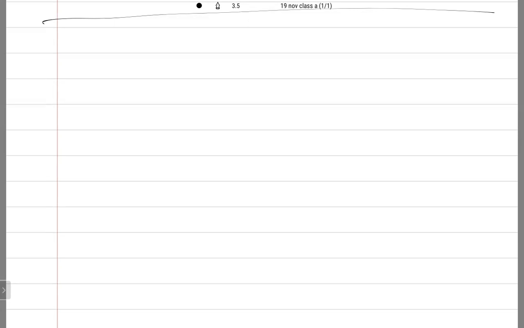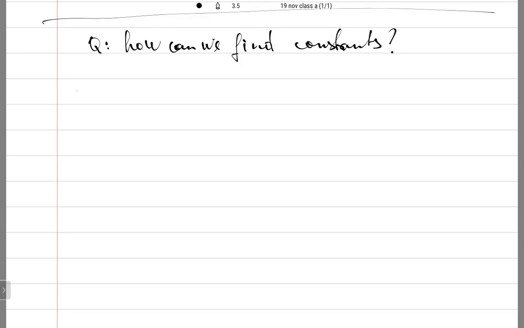The question is a little bit different for a martingale. So the question is a little bit general: how can we find constants? We need to find constants, so we need equations. So the answer is equations. To find some constant, you need some equation. That's a general idea. So what is the source of equations? The properties.